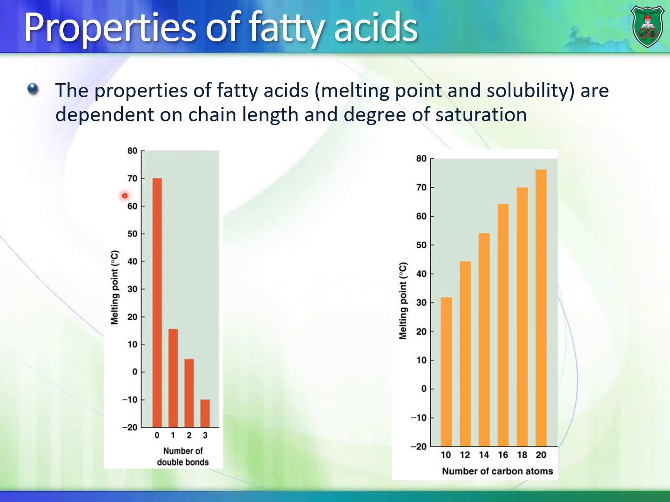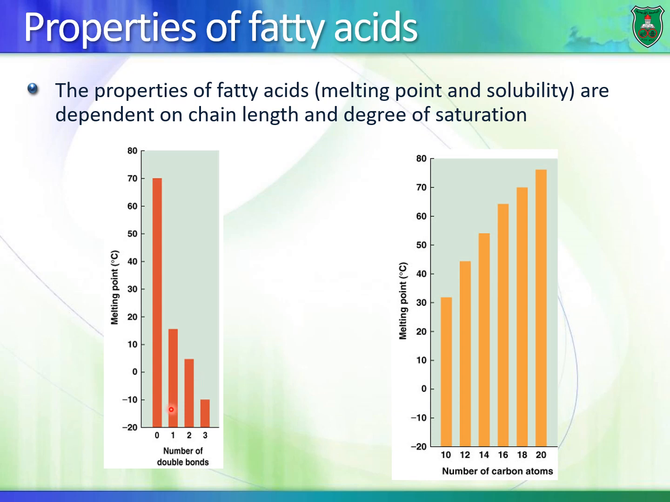Now look at the effect of double bonds. So an 18 carbon fatty acid with no double bonds has a melting temperature of about 70, something like that. Introduction of just one double bond reduces the melting temperature to about 15. Introduction of another one reduces the melting point as well. So the effect of a double bond is really more significant than the length of a fatty acid or hydrocarbon chain.